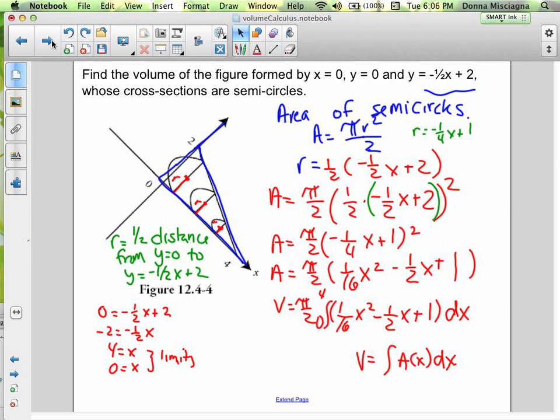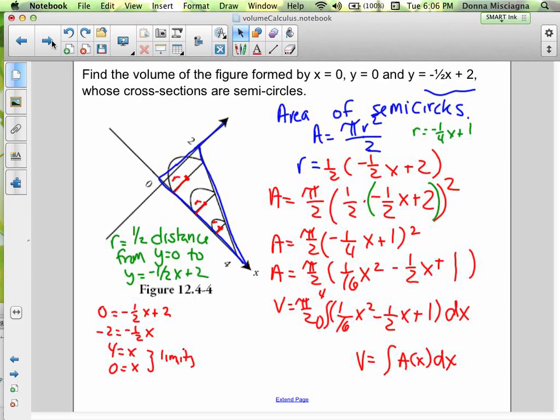And then I have to find my limits. My limits are where the lines intersect. So if I set 0 equal to negative 1/2 x plus 2, that's going to give me my x-intercept. So x equals 0 is one value, that's our starting value, and x equals 4. Because we're integrating with respect to x, those x values from 0 to 4 give us our interval. And then the y values are defined in terms of half the distance from the line y equals negative 1/2 x plus 2 to the x-axis.